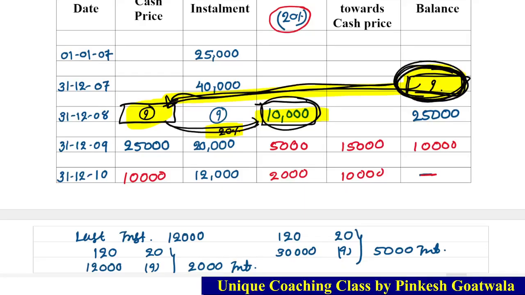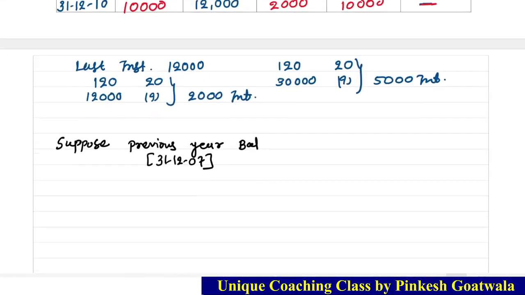So suppose this amount, the previous year balance means 31st December 2007 balance, or you can say that, okay, direct suppose કરો, suppose balance on 31st December 2007 is 100, okay? 31st December 2007 balance is 100.